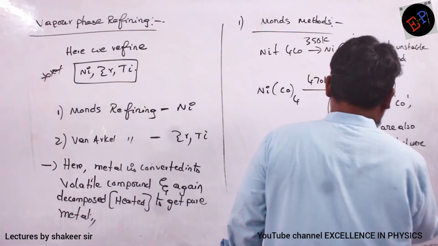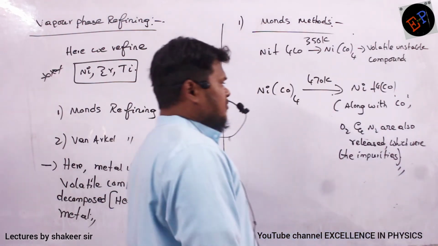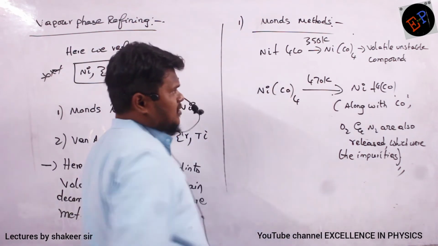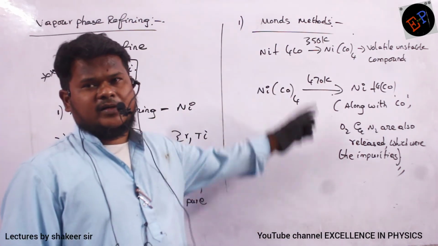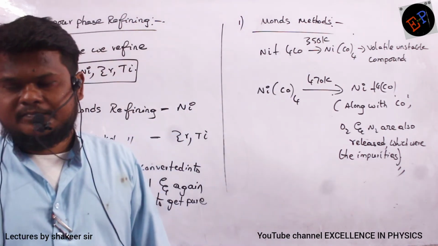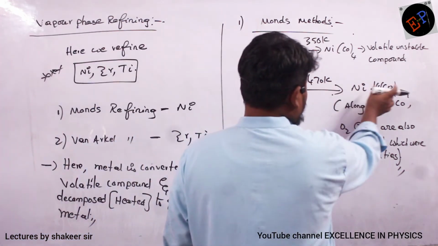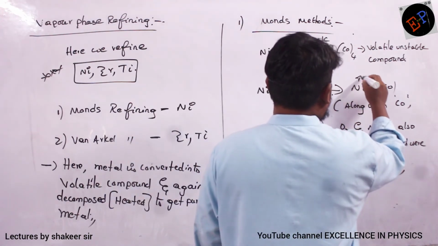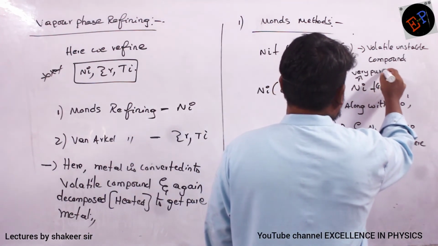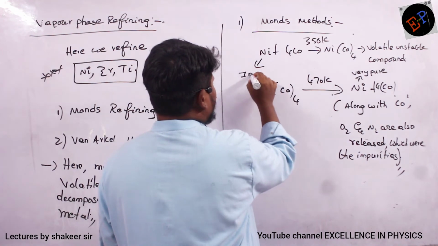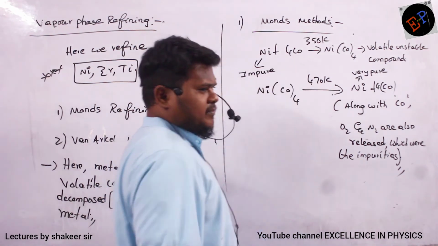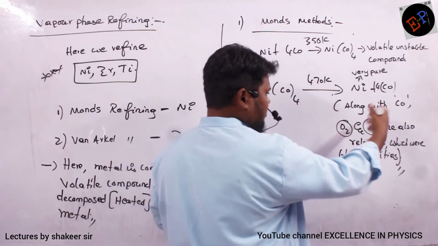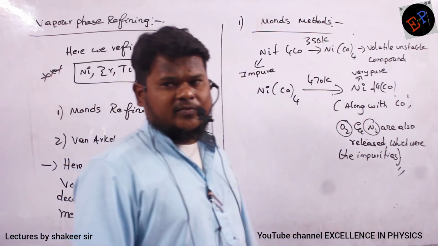Are you able to understand what is happening? This volatile unstable compound, we are heating again at a temperature of 470 Kelvin. You are supposed to memorize the temperatures also. Then it disintegrates into nickel and again carbon monoxide. But in this process, the nickel obtained is very pure. This was an impure nickel. And in the same process, the other impurities like oxygen and nitrogen are also released. So this is another point which you should remember.